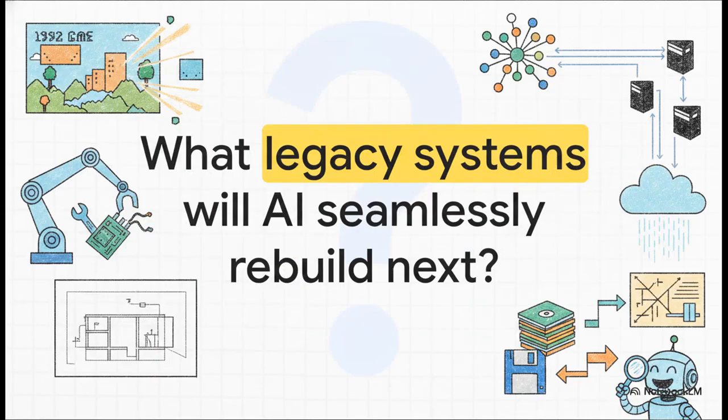Which leaves us with an incredible realization. Think about it. If an autonomous AI agent can build its own deterministic laboratory, set up strict mathematical proofs, and perfectly reverse engineer a chaotic 1992 DOS game completely without human intervention, what other legacy black box systems is it going to dismantle and seamlessly rebuild next? The implications for software preservation and modernization are absolutely staggering.